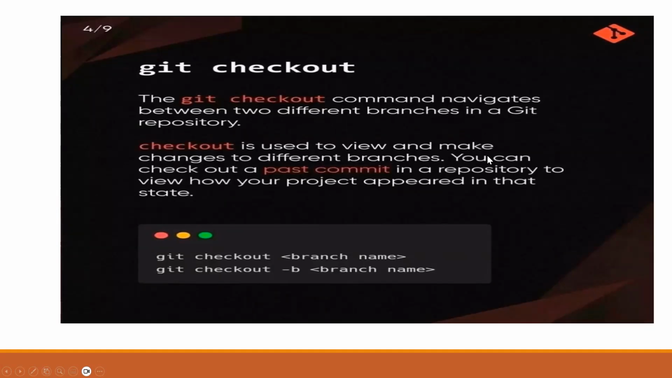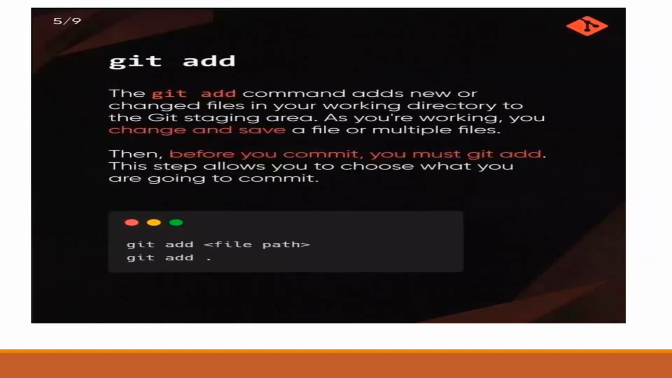Checkout is used to view and make changes to different branches. You can check out a past commit in the repository to view how your project appeared in that state. Something like git checkout branch. Now you are in the main branch and you want to move to another branch, so the command is git checkout branch name. If you want to create a new branch the same as the main branch: git checkout -b branch name. What is the command, guys? Git checkout -b branch name.